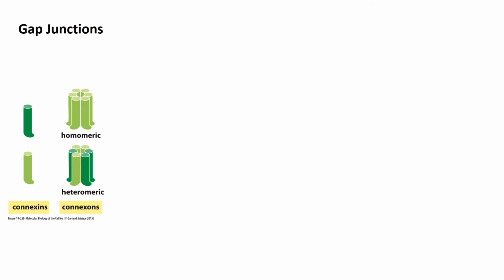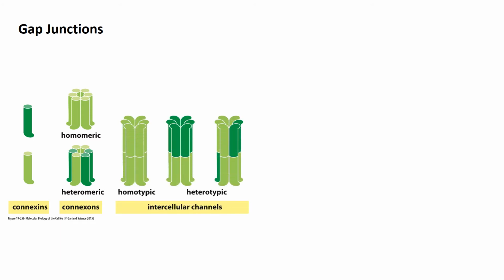Connexons can be created by either the same type of connexin protein to create a homomeric connexon, or different types of connexin proteins creating a heteromeric connexon. A connexon on one cell will associate with a connexon on an adjacent cell in either a homotypic or a heterotypic way. When two connexons bind to one another, a gap junction is formed.